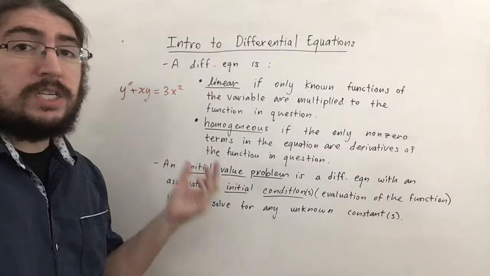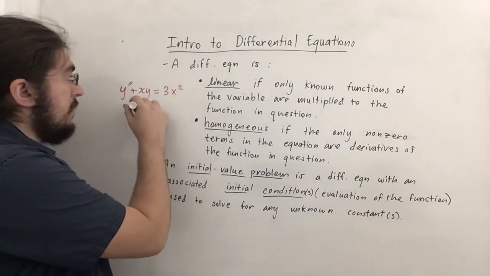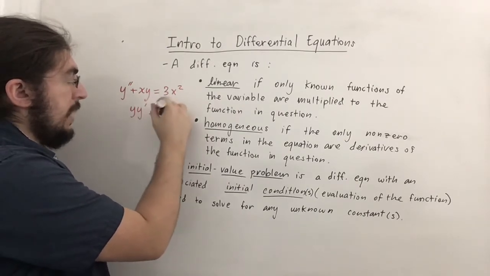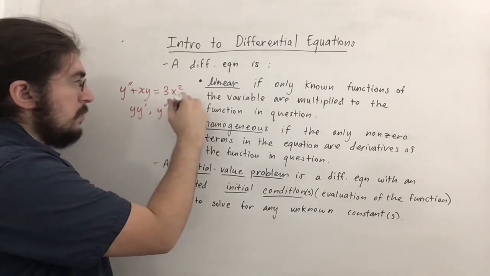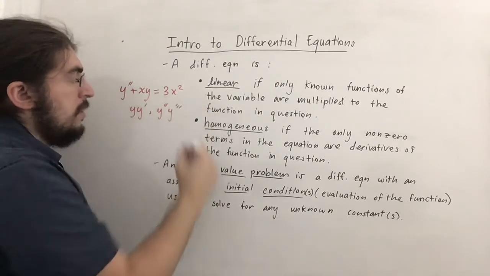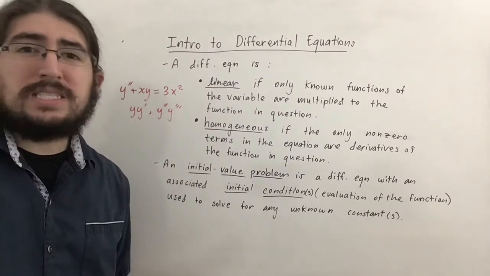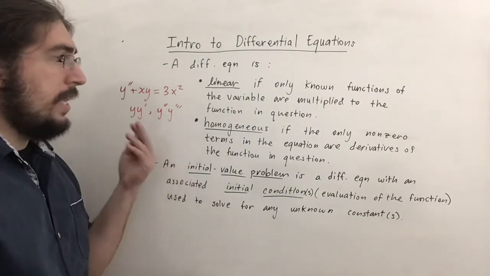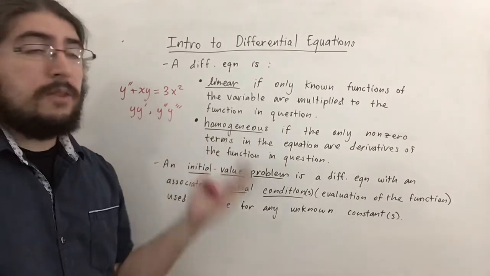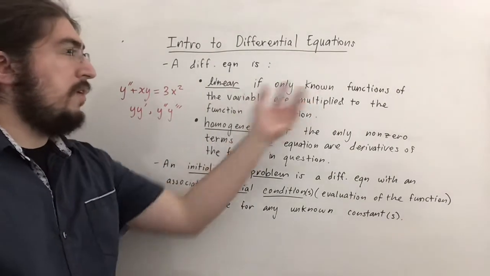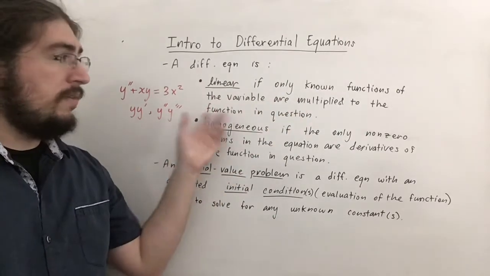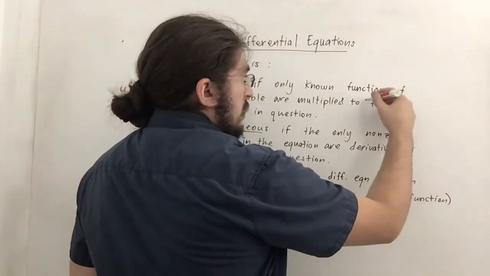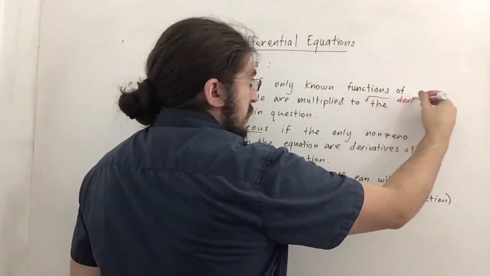So the only things multiplied to the function, or even derivatives thereof, is a known function. You cannot have something like y times y prime, or something like, let's say, y double prime times y to the third. Or even y double prime squared, that's not good either, because y double prime squared is y double prime times y double prime. So we have an unknown function multiplied to another unknown function, basically. So only known functions can be multiplied to the function in question, or even derivatives of. So let me just say, to sneak in here, derivatives of.